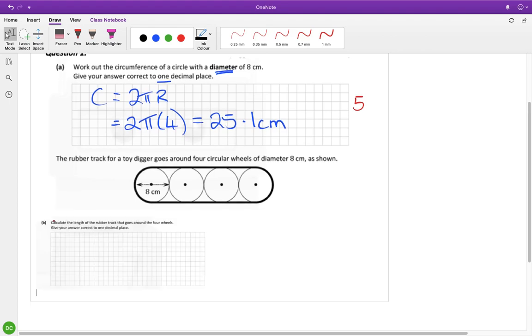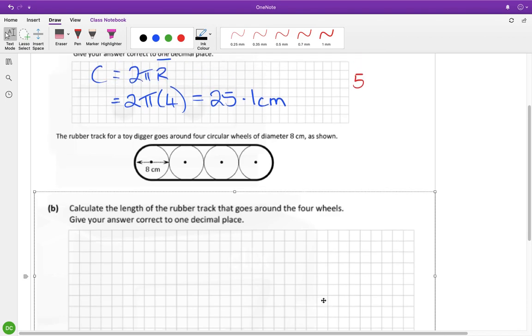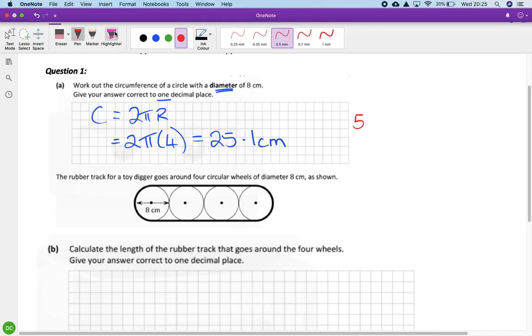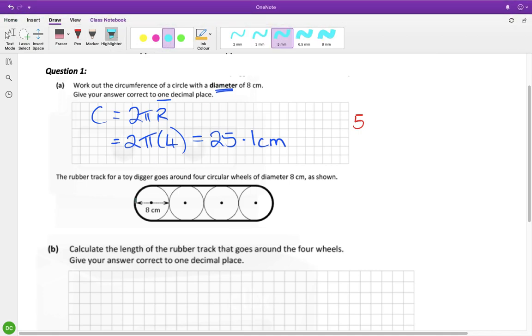Okay, so the rubber track for a toy digger goes around 4 circular wheels of diameter 8 centimetres as shown. Calculate the length of the rubber track that goes around the 4 wheels and give your answer to 1 decimal place. Okay, so I'm just going to get a highlighter here.